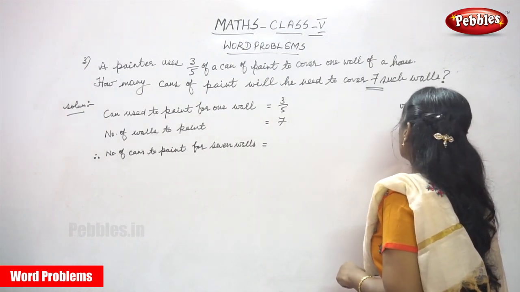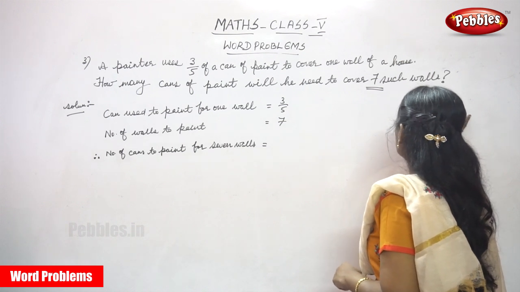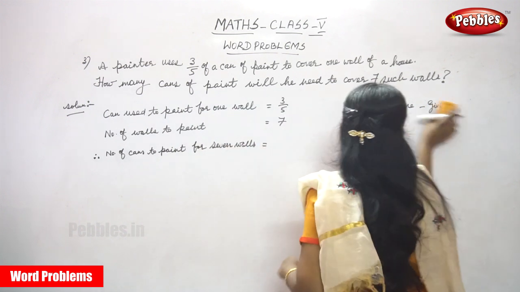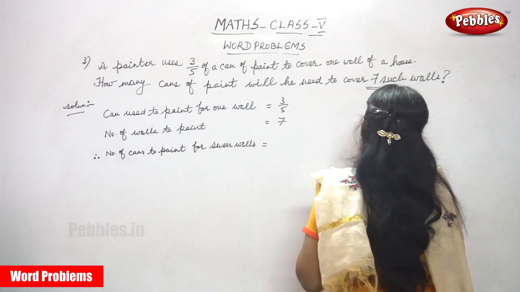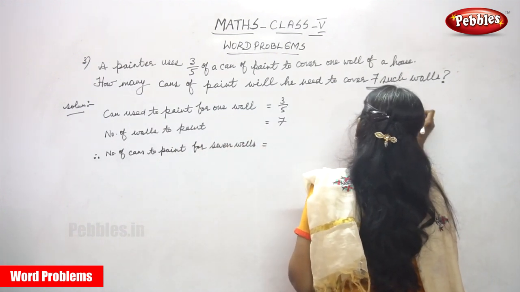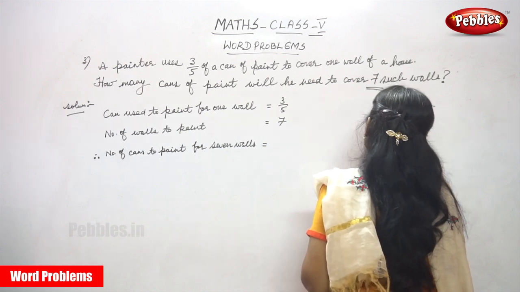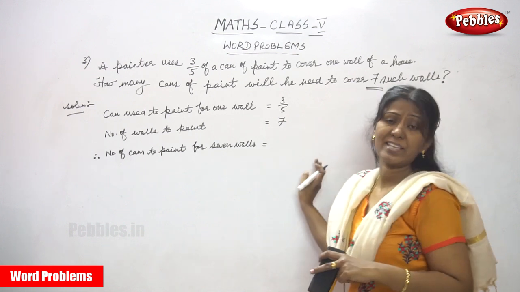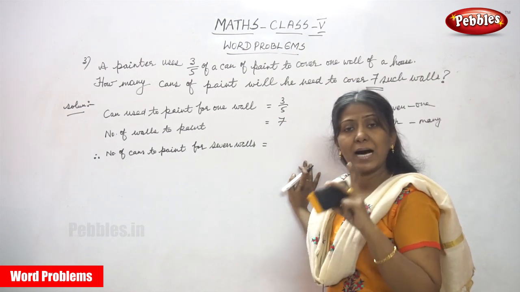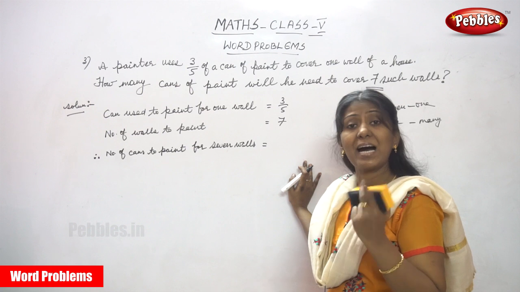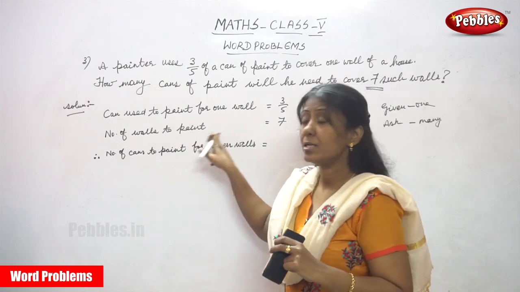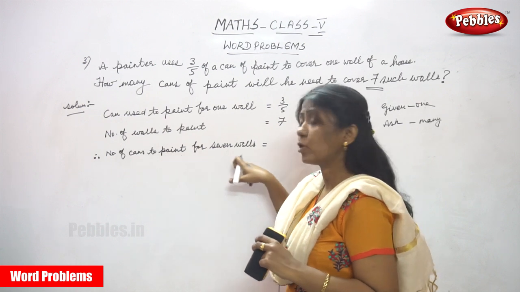So already I have told you 1 is given. That is given 1, ask many. This is a multiplication formula. Okay, they are given only 1, but they ask many. So you have to find out 7 walls. So how many cans to paint for 7 walls?